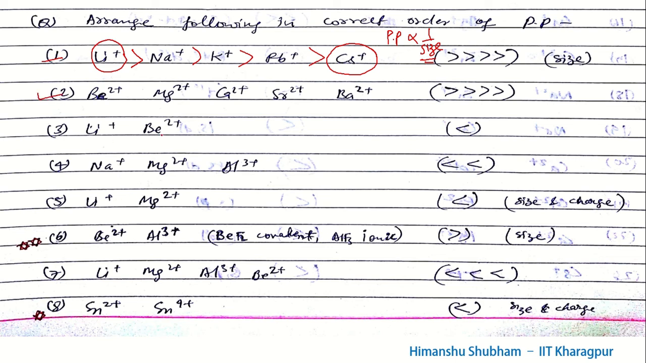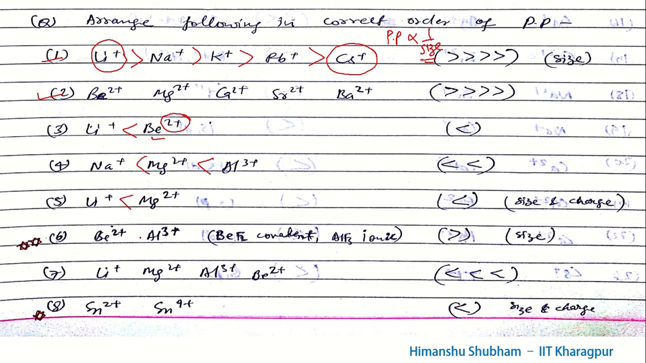For Li+ and Be2+, the size of Be2+ is less as well as the charge is greater. So both the size and the charge are playing a constructive role here, and so the polarizing power of Be2+ will be greater. For Na+, Mg2+ and Al3+, size is greater for Na+. For Li+ and Mg2+, size is less for Mg2+ and charge is greater.